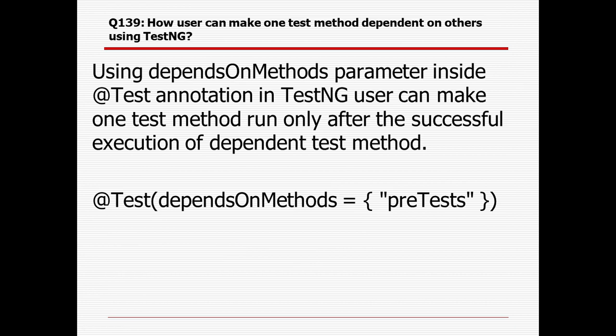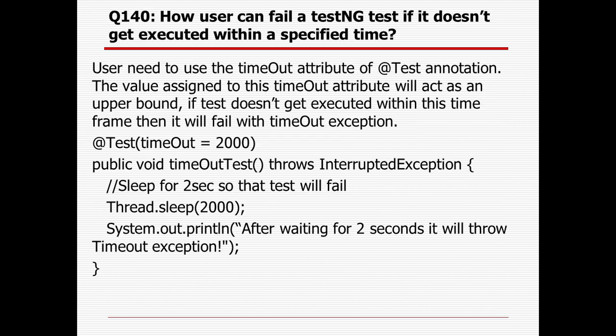How can a user make one test method depend on another using TestNG? So using the dependsOnMethods parameter inside the @Test annotation in TestNG, the user can make one test method run only after the successful execution of the dependent test method. Okay, so you need to first create the @Test annotation for any test case, and within the brackets you give dependsOnMethods, and you give the method. So whenever you are giving dependsOnMethods, until that method runs successfully, your test case will not be run. It will be stopped and will fail.